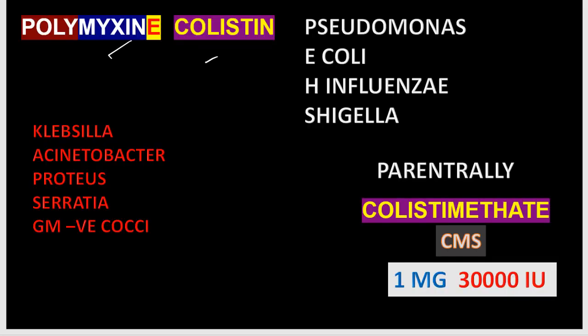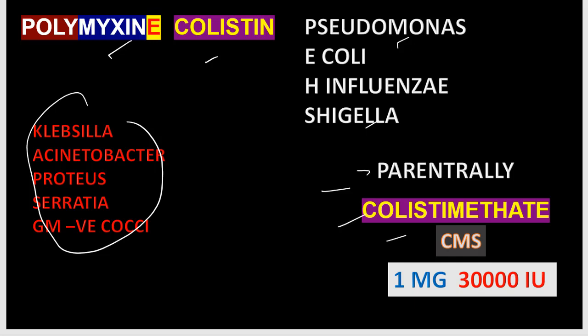Polymyxin E or colistin is active against aerobic gram negative organisms, that is Pseudomonas, E. coli, influenza, Shigella, etc. It is resistant to many organisms like Klebsiella pneumoniae, Acinetobacter, Proteus, Serratia, fungi, etc., and also gram negative cocci. The drug is not absorbed orally, so it is given parenterally. It was usually an external drug, but nowadays it is used parenterally. The parenteral formulation is colistin methate or CMS, a prodrug hydrolyzed slowly in the bloodstream to release the active drug colistin sulfate.